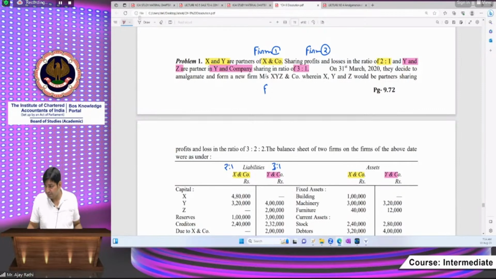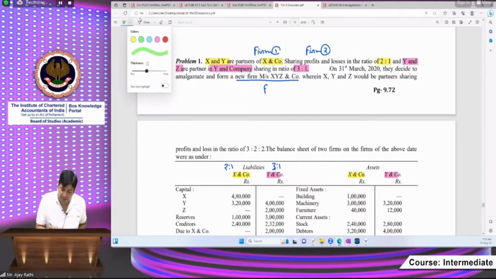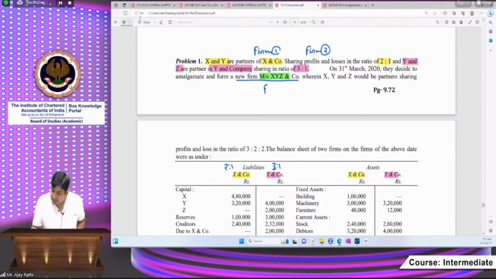So easy, so easy. Now the question is saying that a new firm is being formed where the name has been given Messrs. XYZ and company. This is the new firm where Mr. X, Mr. Y and Mr. Z are coming together and being partners, and the ratio is, of course, 3:2:2. This is the new ratio. So the picture is very clear.